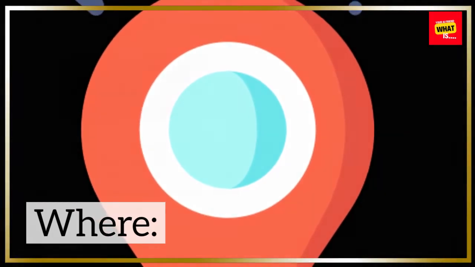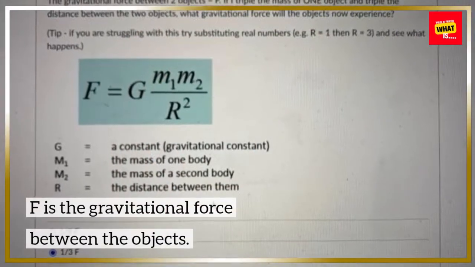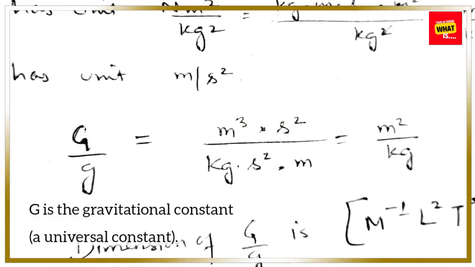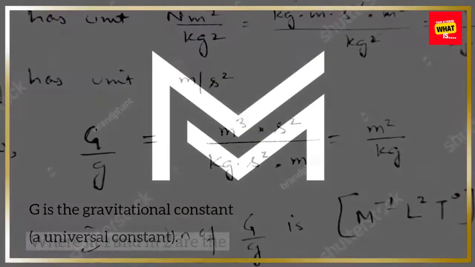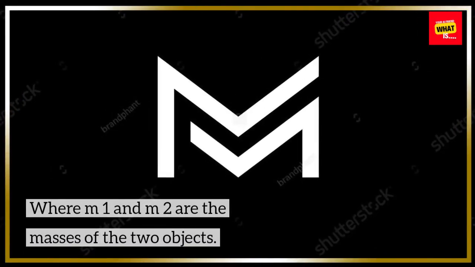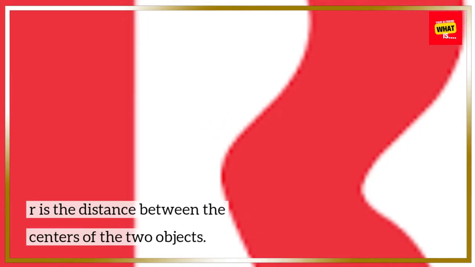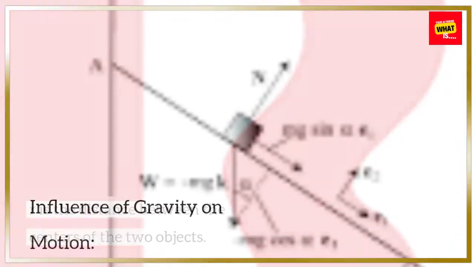where F is the gravitational force between the objects. G is the gravitational constant, a universal constant. m1 and m2 are the masses of the two objects. r is the distance between the centers of the two objects.